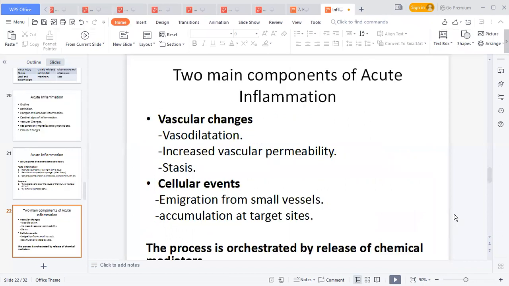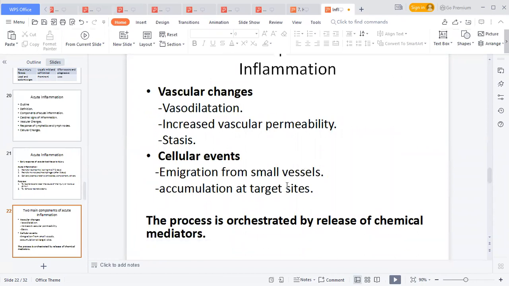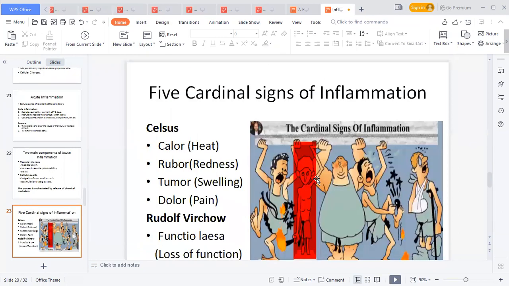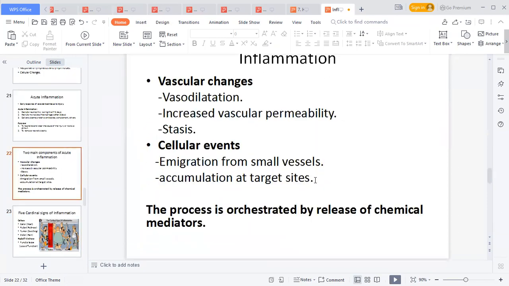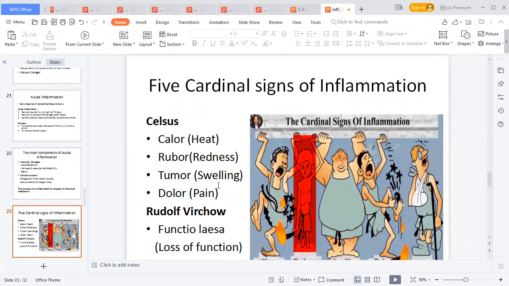Okay. Two main components of acute inflammation. I explained this: vascular changes, vascularization, increased vascular permeability, stasis. Several events: we've got emigration from the small vessels, accumulation at target sites. So emigration, we've talked about the movement of cells from the blood vessels to where the site of the infectious agent is. So the process is orchestrated by chemical mediators. So it is done with the help of mediators, the chemical mediators.